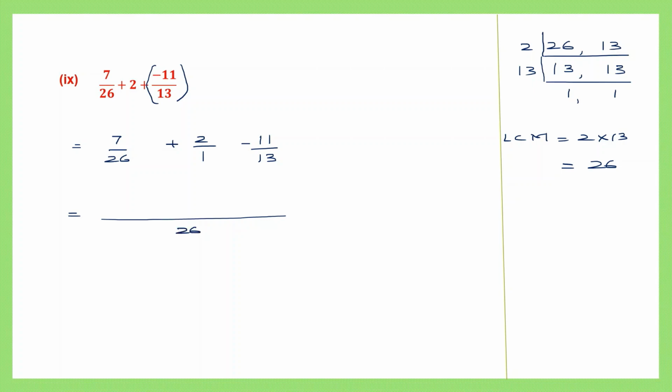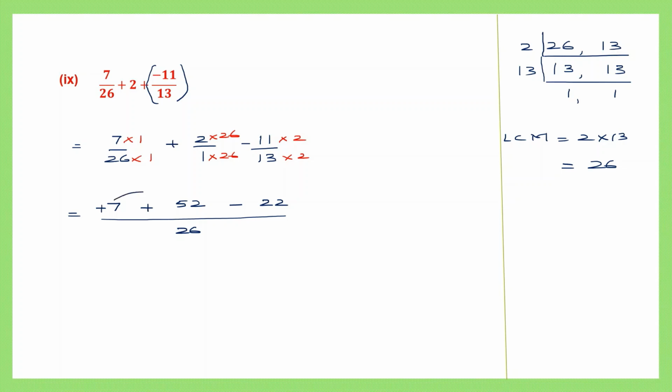First rational number, denominator is 26 itself. So 26 into 1, so 7 into 1. 7 ones are 7, plus 1 into 26. So let's multiply 2 into 26. 2 into 26 is 52. Then we have 13 as the denominator. 13 twos are 26. So multiply 11 by 2. 11 twos are 22. So here we have plus 7 plus 52 minus 22.